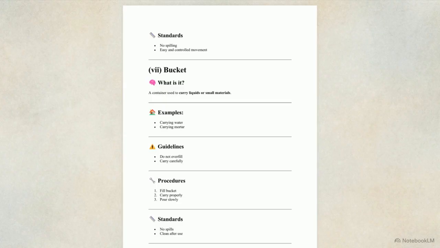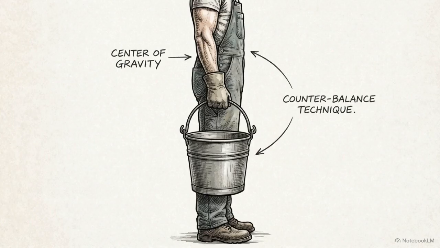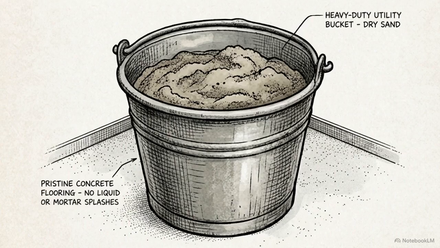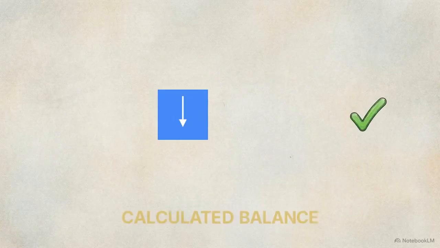For bucket transport, the rule is simple: never overfill. You must adhere to strict volume limits, carry the bucket properly by its handle, and pour the contents slowly. The standard for both of these tools is smooth, highly controlled movement, resulting in absolutely 0 spills anywhere on the site. Efficient manual transport does not rely on brute strength. It relies entirely on calculated balance and properly managed loads to keep the construction moving safely.